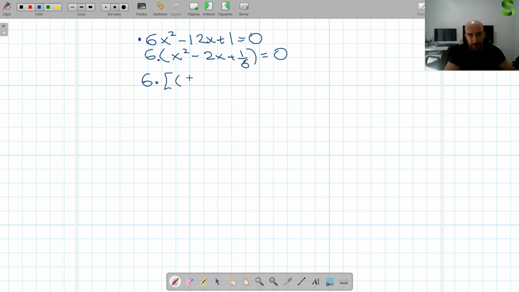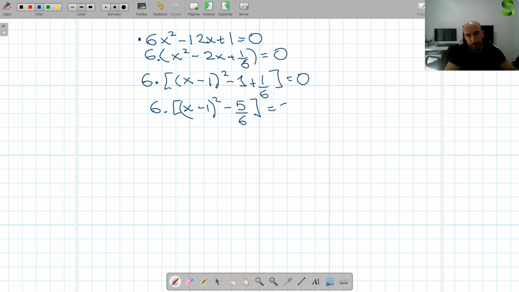So I need x minus 1 squared because minus 2 equals minus 2b, so b equals 1. 1 squared, I'm going to remove the 1 squared, and then I'm going to add 1/6. Okay, so I'm working the same as I did before. And then 6 times x minus 1 squared minus 1, the minus 6/6 plus 1/6 is minus 5/6. Okay, minus 6 plus 1 is minus 5.